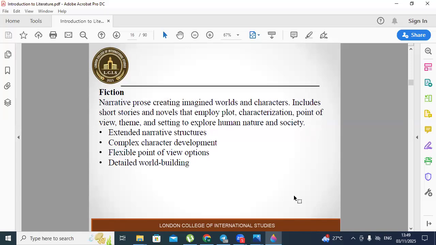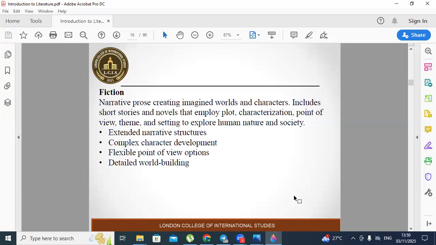Fiction overview and the key features. Fiction constructs imagined worlds and characters that illuminate real human experiences through narrative techniques like plot, characterization, point of view, theme, and setting. Fiction writers craft complex explorations of human nature, social dynamics, moral questions, and the mysteries of existence.